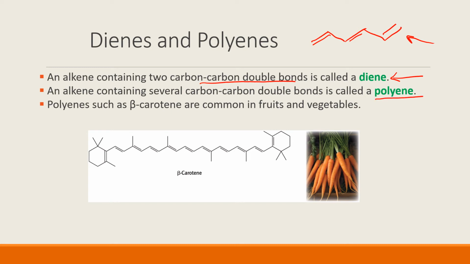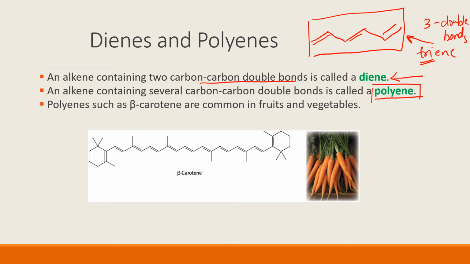So the example here, which I have shown here, it contains 3 double bonds. So this kind of alkene is known as triene. Tri means 3 and ene means it's an alkene. So it's a triene. But if it contains more than 3 or several carbon-carbon double bond, then we simply call it polyene. Poly means many and ene means alkene.